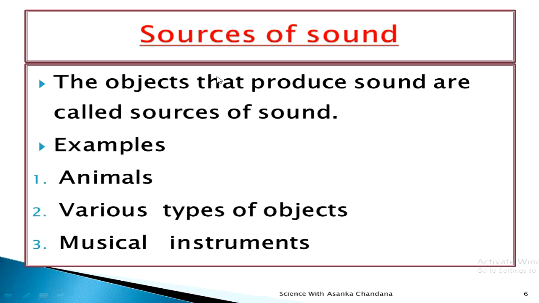Right, now we have learnt about the sources of sound. Under the sources of sound, we have learnt that the objects that produce sound are called sources of sound. After that, we have learnt about examples for the sources of sound: animals, various types of objects, and musical instruments.